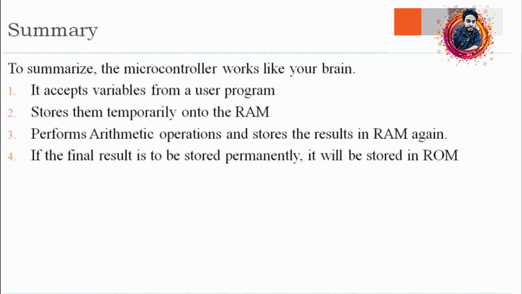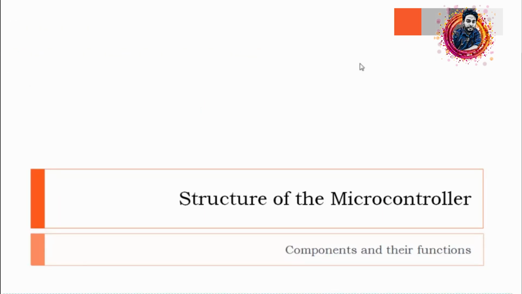To summarize, the microcontroller works mostly like your brain. It accepts variables from a user program, stores them temporarily onto the RAM or the random access memory, performs arithmetic operations and stores the results in RAM again. If the final result is to be stored permanently, it will be stored in ROM or read-only memory. In the next video, you will learn about the structure of the microcontroller in detail.